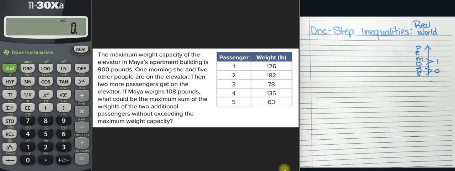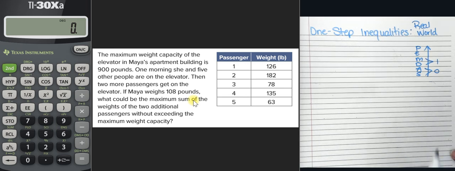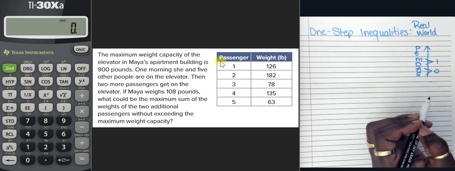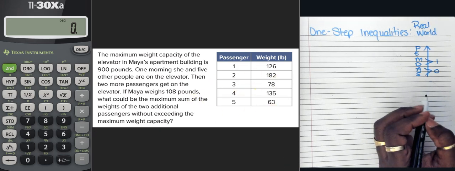So I see that this is going to be an addition problem, and it's also an inequality because they tell us the maximum weight. We don't want to exceed the maximum weight. And so we're also seeing that this word sum, I saw the word sum somewhere in here, which means that we're adding, right? So what we need to do is first figure out what the weight is of everybody that we do know. And so we have a chart here that gives us the five passengers.